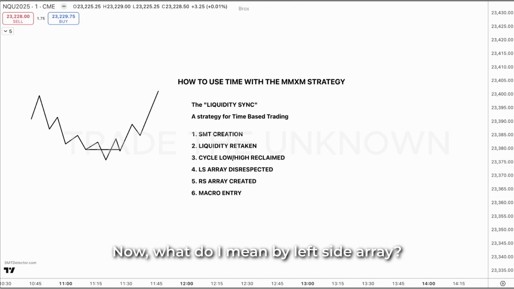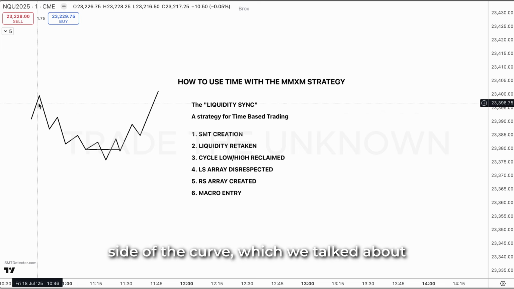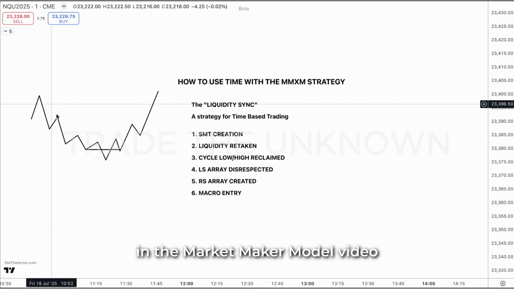Now, what do I mean by left side array? I mean a PD array that formed on the left side of the curve, which we talked about in the market maker model video.